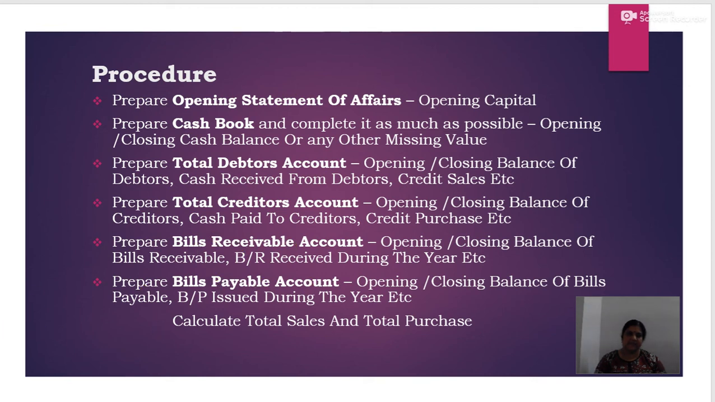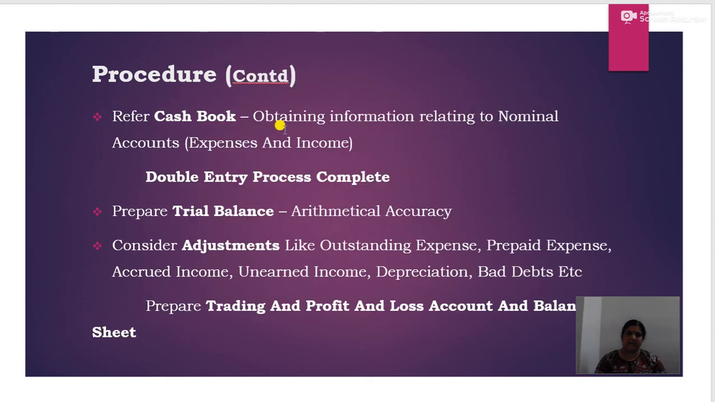Then on that basis calculate total purchases and total sales. Then again refer cash book to know the various information relating to nominal accounts. Then the double entry process is to a certain extent complete. Then again prepare trial balance for checking the arithmetical accuracy. Then consider various adjustments like outstanding expense, prepaid expense, etc. Then finally prepare trading and profit and loss account and balance sheet.